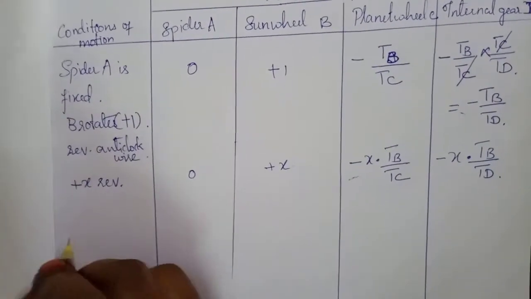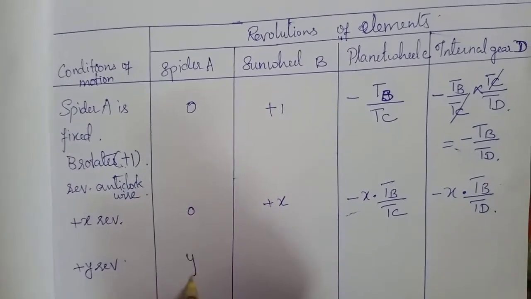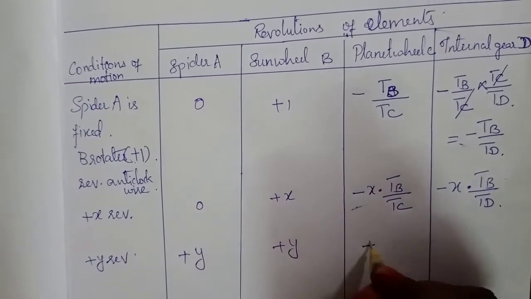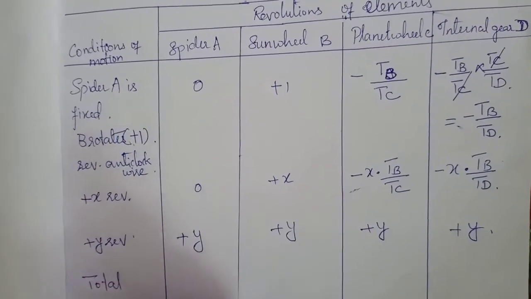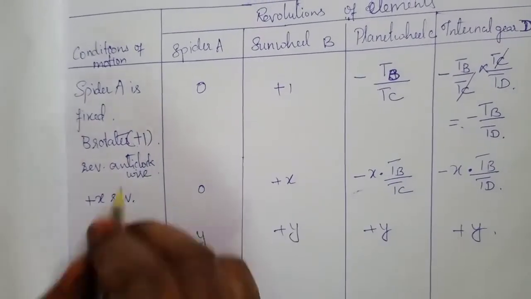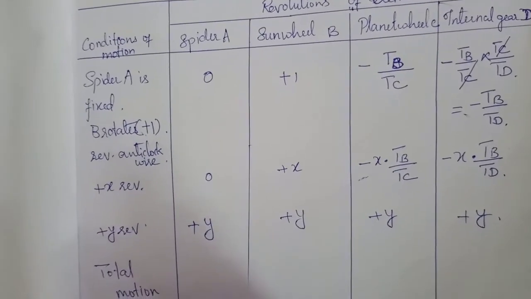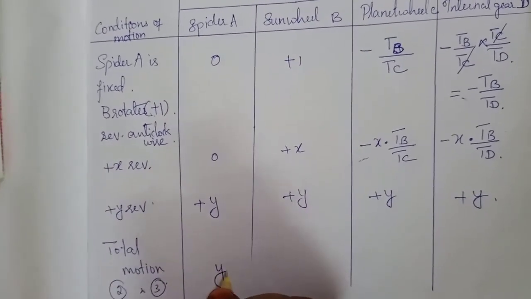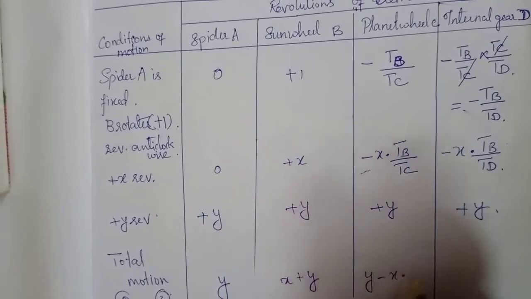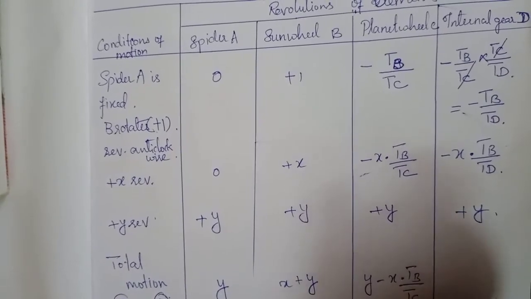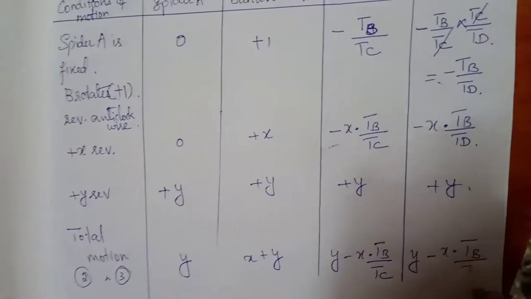Irrespective of rotation, add plus y revolution because we have taken anti-clockwise. So plus y, plus y, plus y, plus y. Now the total motion is nothing but you have to add the second and third step. So 2 and 3 you have to add. You'll get y, x plus y, then y minus x dot TB by TC, then y minus x dot TB by TD.